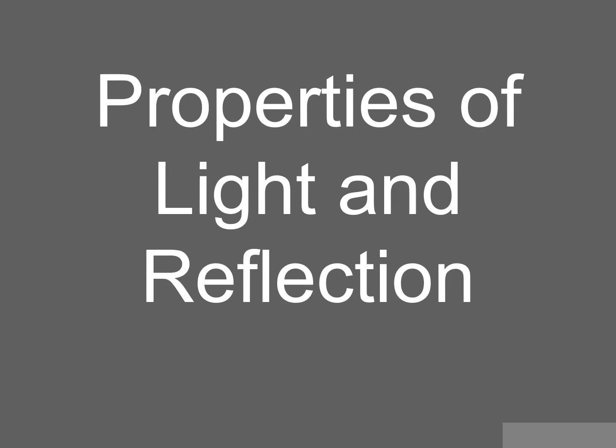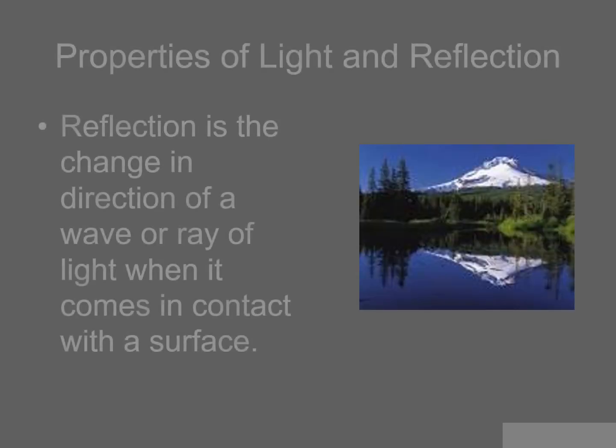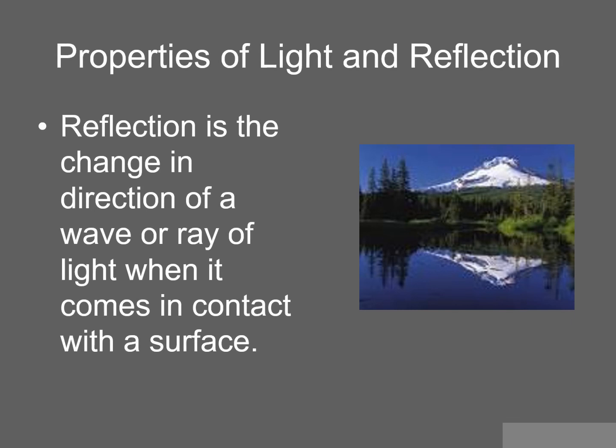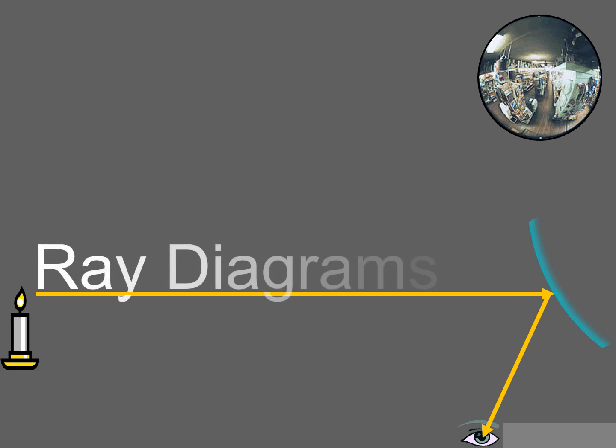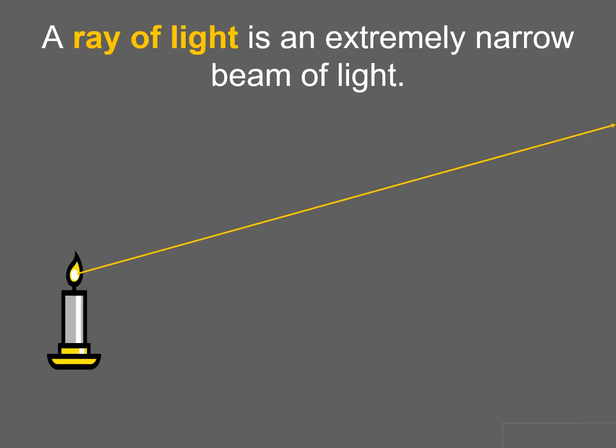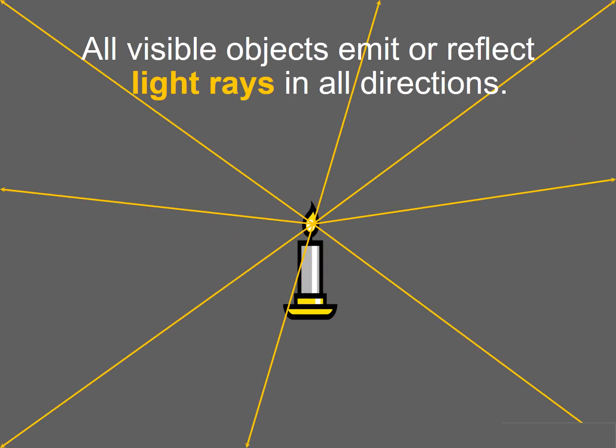We're going to look at some properties of light and reflection in this section. So firstly, reflection, we're all probably pretty familiar with, is just the change in direction of a light ray or a wave coming in contact with some kind of surface. So let's talk a little bit about ray diagrams.